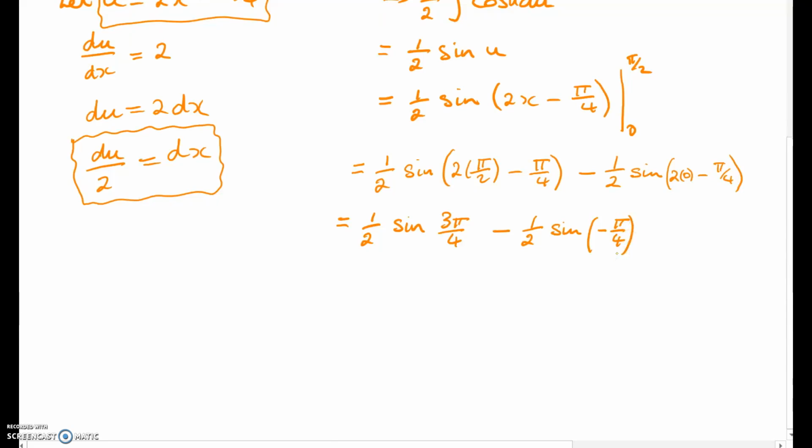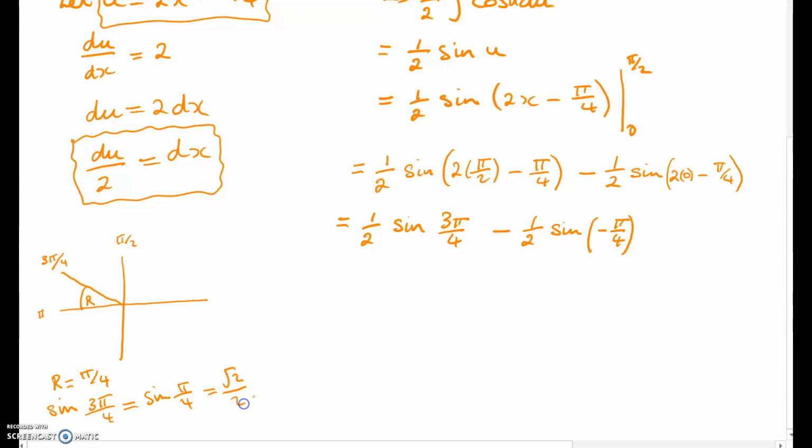Well, let's deal with these over here. So 1/2 the sine of 3 pi over 4. So 3 pi over 4 is here. That's pi over 2, and that's pi. The reference angle there is pi over 4, and sine is positive in the second quadrant. So sine of 3 pi over 4 is simply equal to sine of pi over 4, which is root 2 over 2. So this is going to be 1/2 times root 2 over 2, minus 1/2.